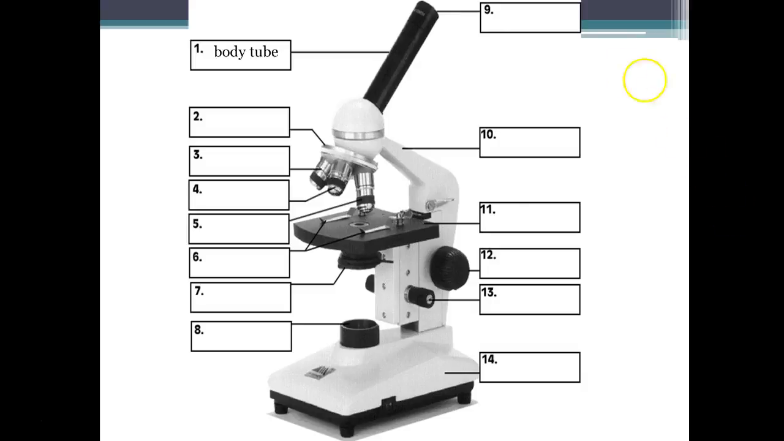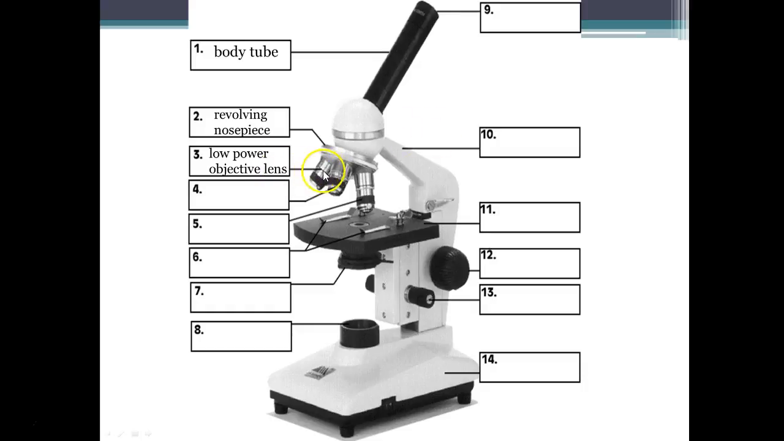this part right here is just called the body tube. So at the end of it, it holds an eyepiece or ocular lens, and it's going to help focus the light through that lens. This is a revolving nose piece, and I think you do want to write down revolving nose piece and not just nose piece, because the revolving part tells you that it turns around, and you can change and interchange these different lenses depending on what power you want to look through the microscope.